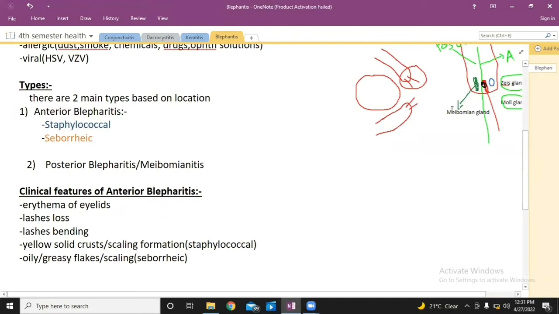Okay, and posterior blepharitis, which is solely caused by the inflammation of the Meibomian gland, can also be called Meibomianitis. Okay, Meibomianitis, from the Meibomian gland.